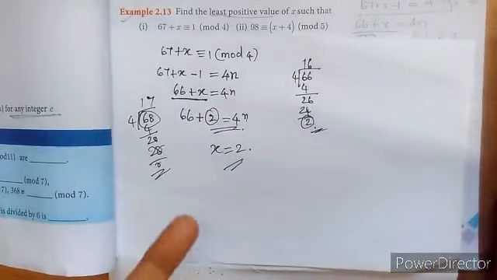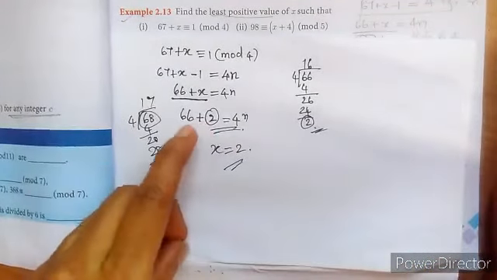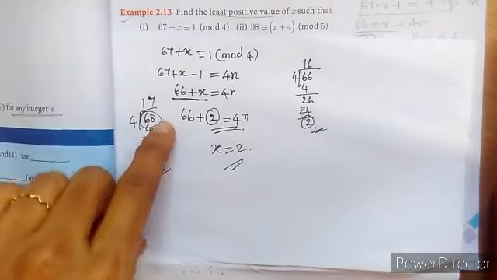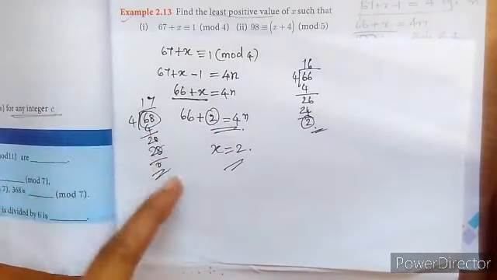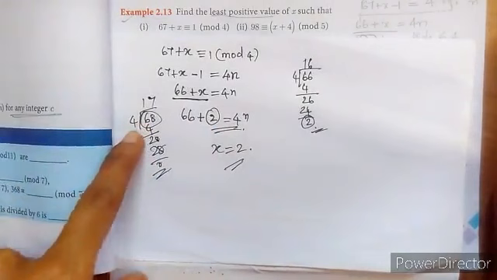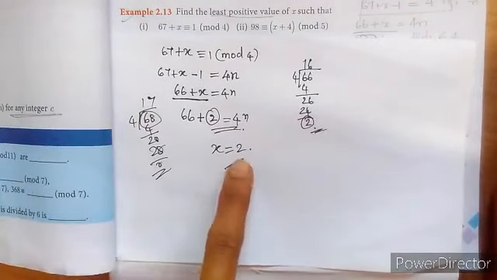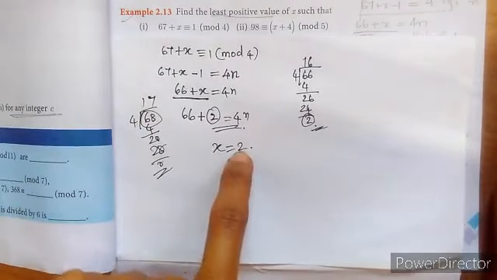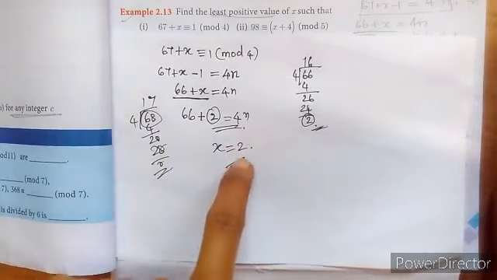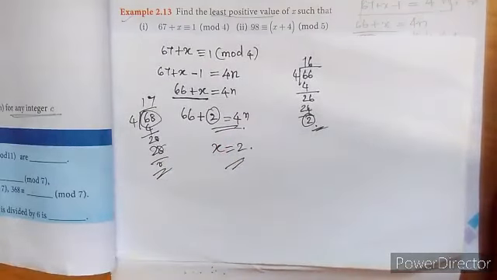Okay. Next, there are some more values because 68 plus 4 is 72. 72 is also divisible by 4. But here we need the least value. Okay, so we are taking this value. x equal to 2 is the answer here.